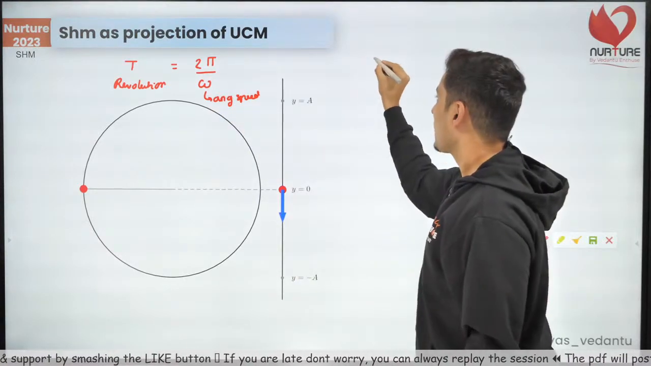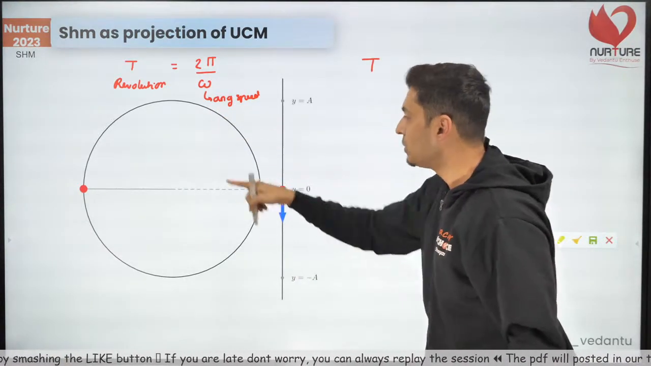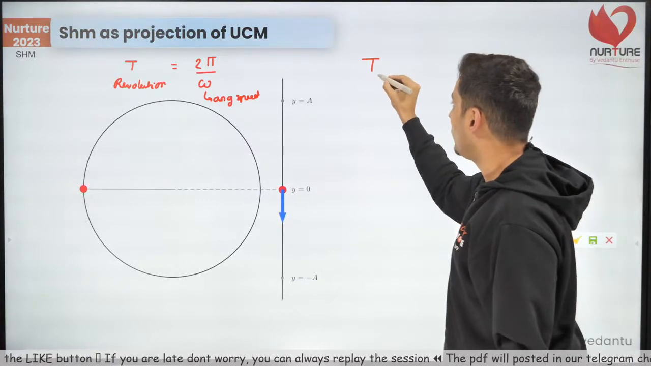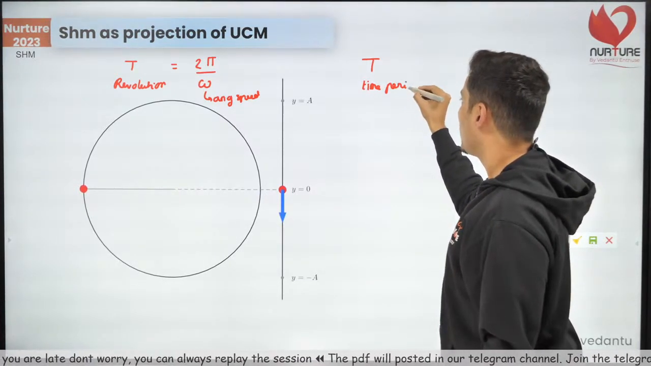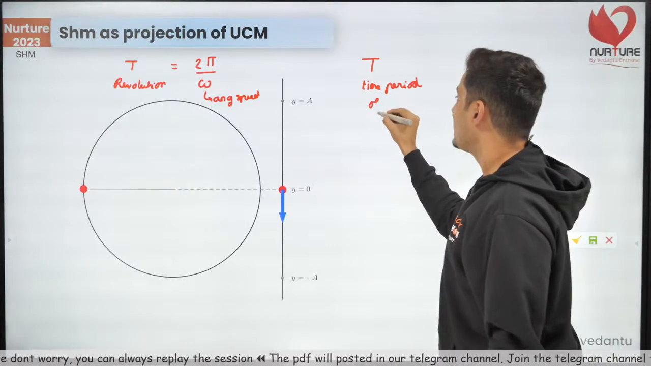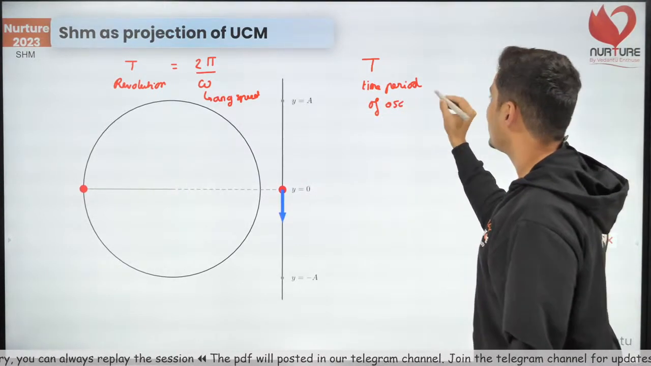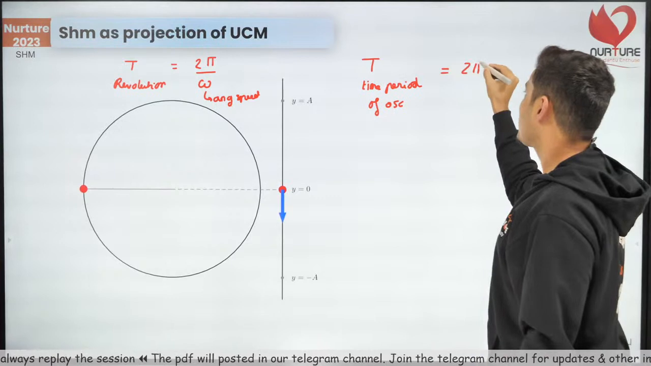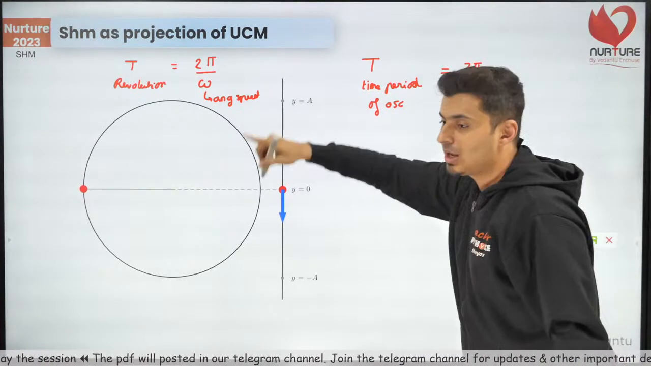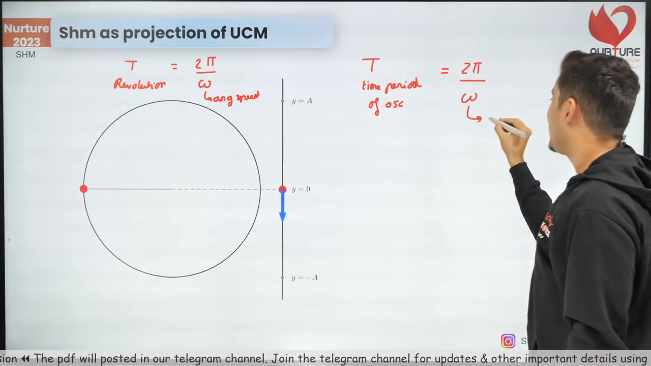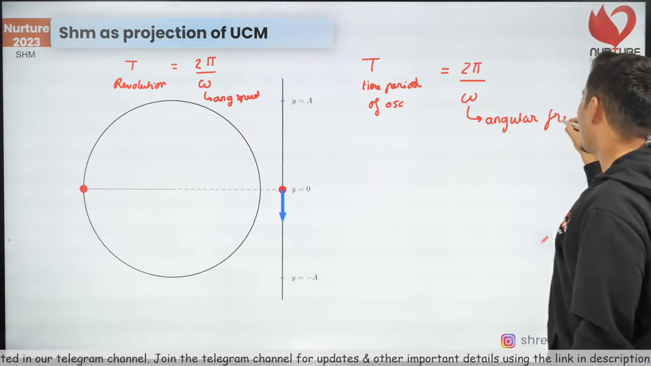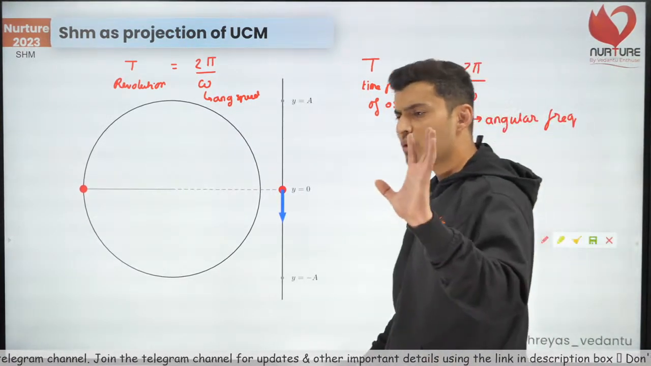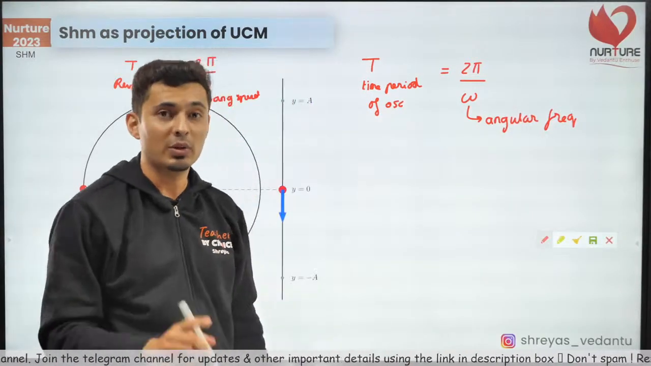In SHM, you don't call it time period of revolution. You just call it time period of oscillation. And this omega, you don't call it angular speed. You just call it angular frequency.